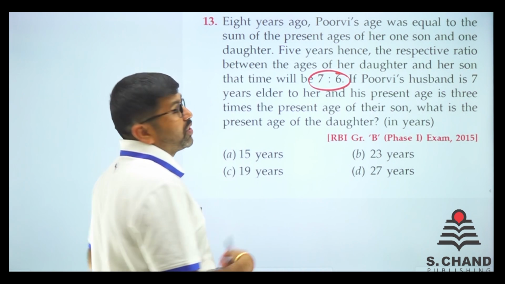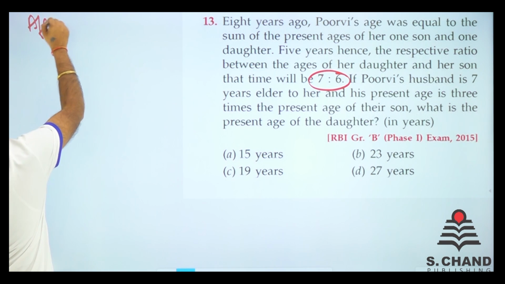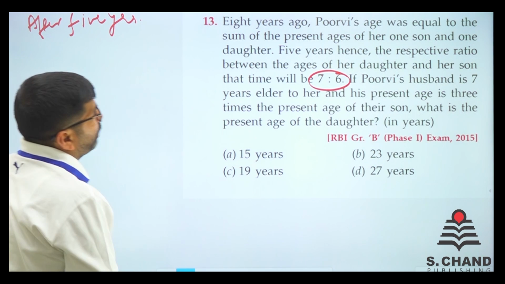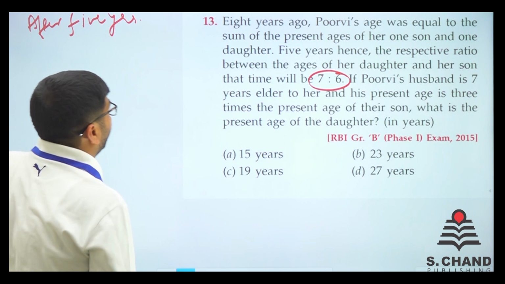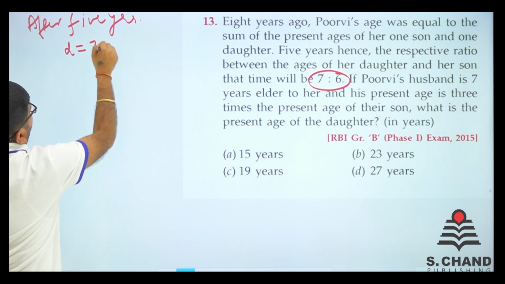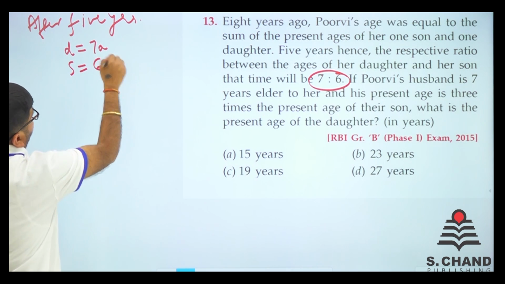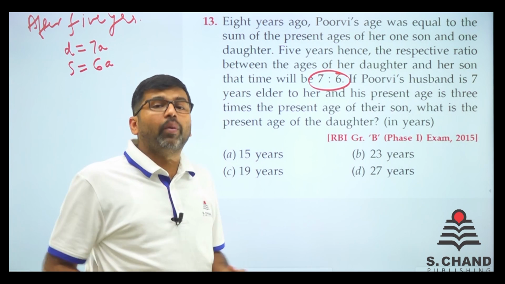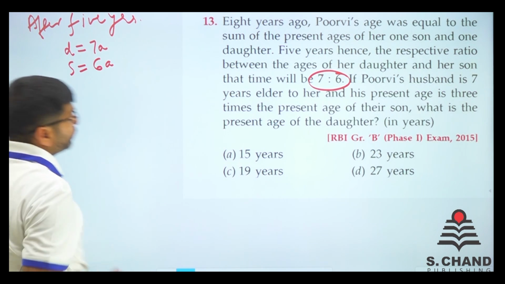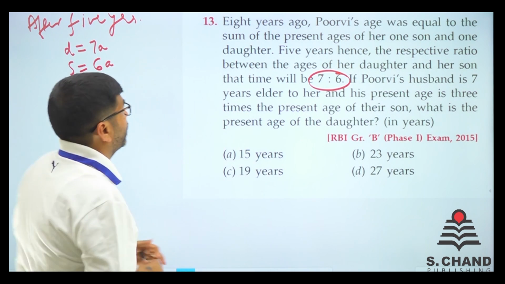So 5 years hence, so we have to do 5 years hence. After 5 years, what happens? Daughter's and son's ages will be in the ratio 7 and 6. So I suppose daughter is 7x and son is 6x, right? So I am assuming one thing, that after 5 years down the line, the daughter's age will be 7x and son's age will be 6x.